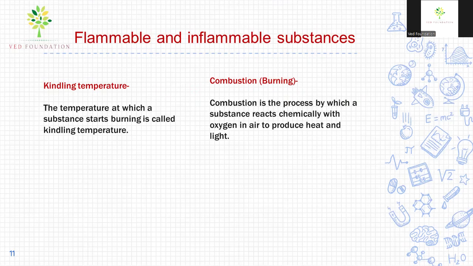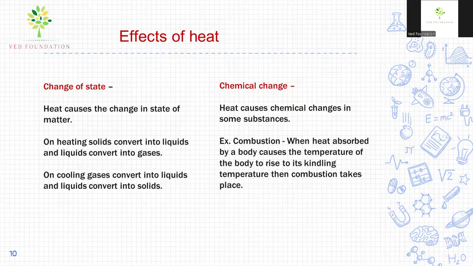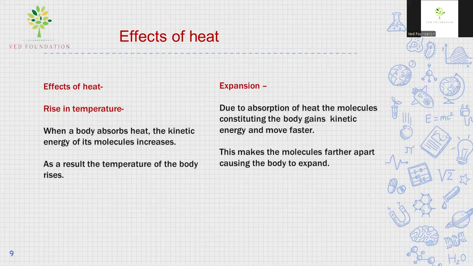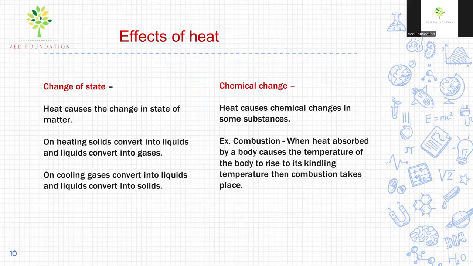The temperature at which a substance starts burning is called kindling temperature. Kindling temperature of different substances is different. Combustion means burning. Combustion is the process by which a substance reacts chemically with oxygen in the air to produce heat and light. So these are the effects of heat: rise in temperature, expansion, change in state, chemical change.